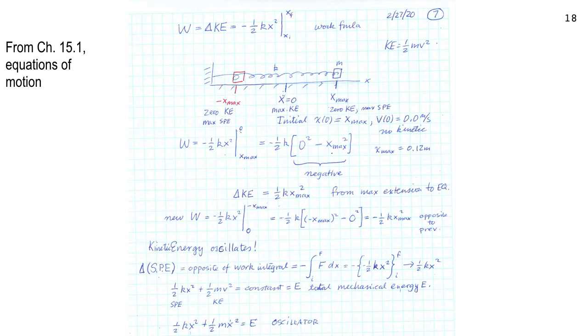So this is probably about the easiest one, F equals minus kx, but it leads to this. Now here's another thing.